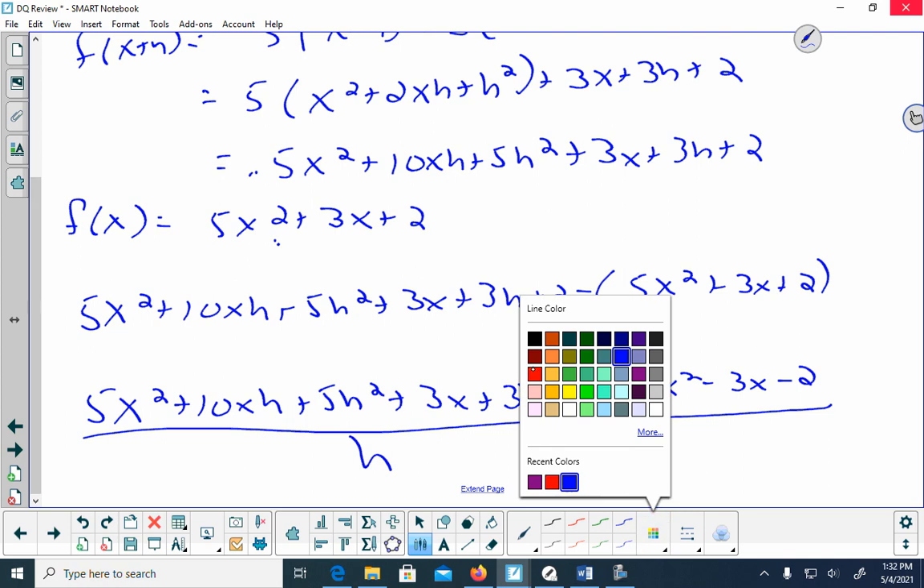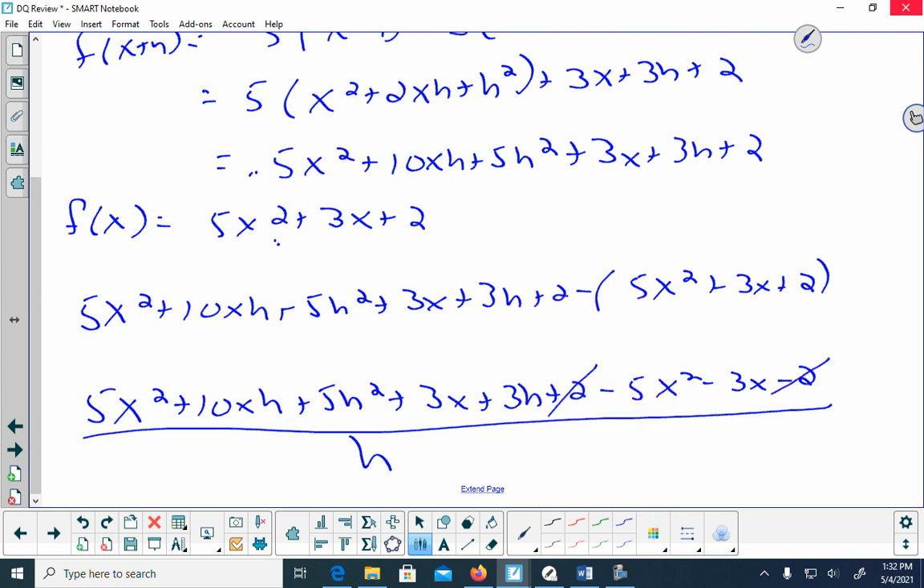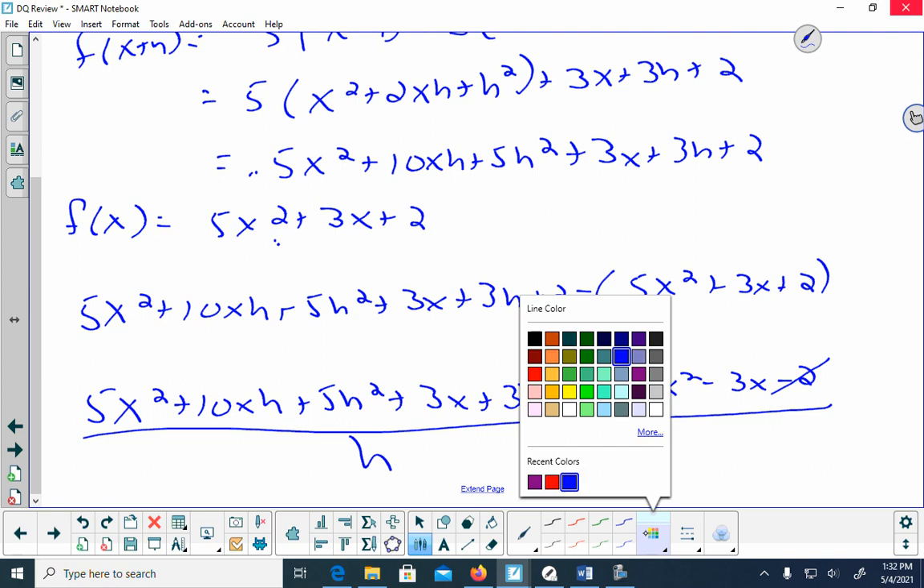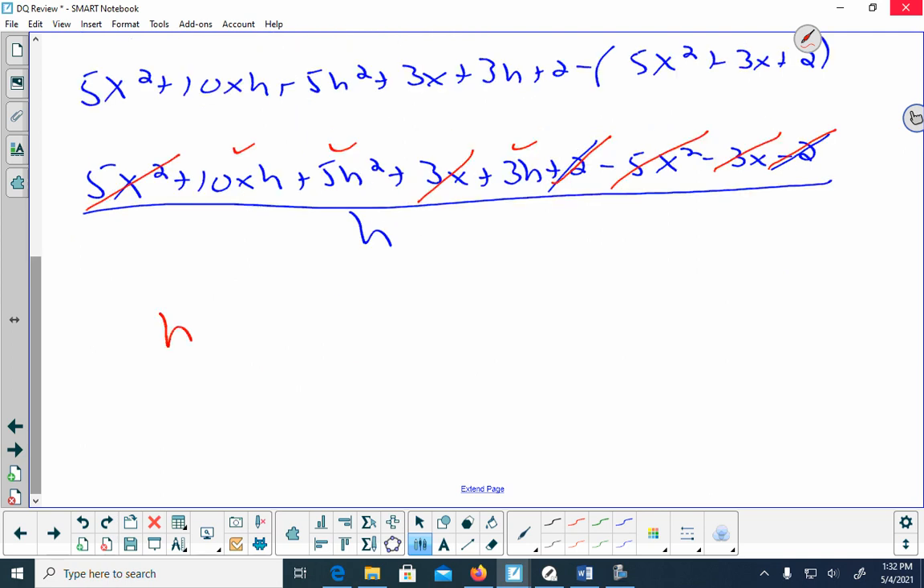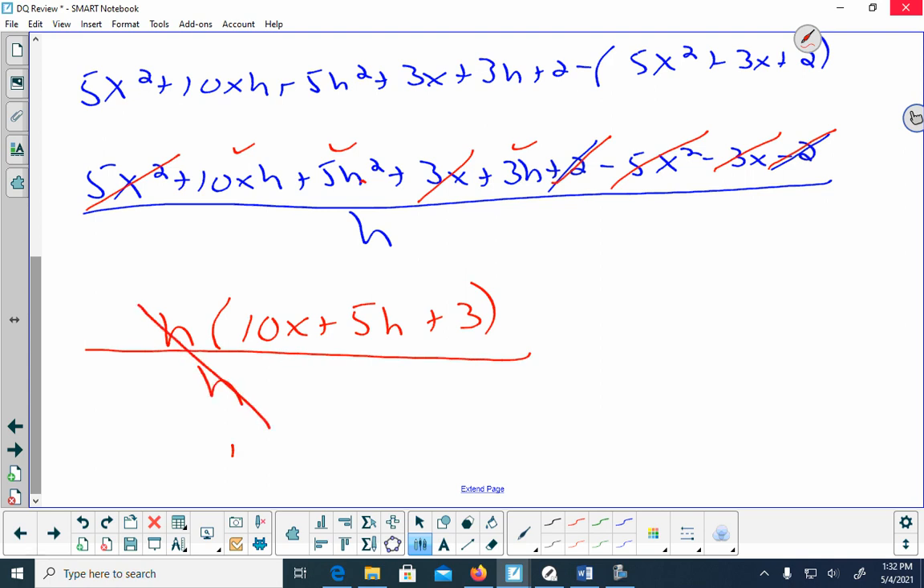At this point, the 2 and the 2, oops, she should be red, sorry about that. 2, 2, negative 3x, positive 3x, negative 5x squared, positive 5x squared. Now I have this, this, and this all left with an h. I'm going to factor out that h. I'm going to have h times 10x plus 5h, because I reduced that power by 1, plus 3, over h. The h's simplify, and I'm left with 10x plus 5h plus 3. And that's my difference quotient.